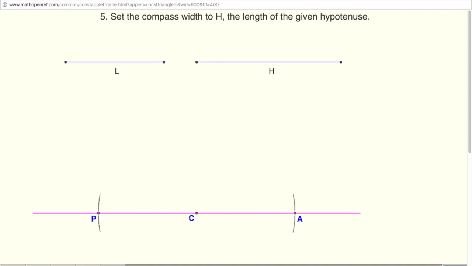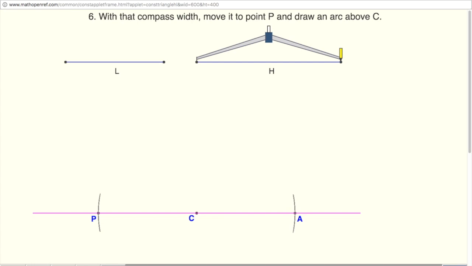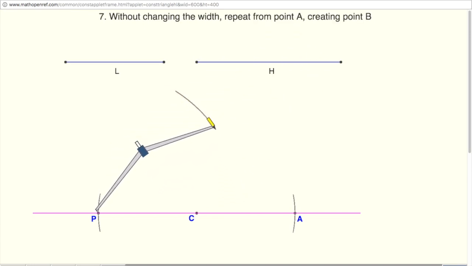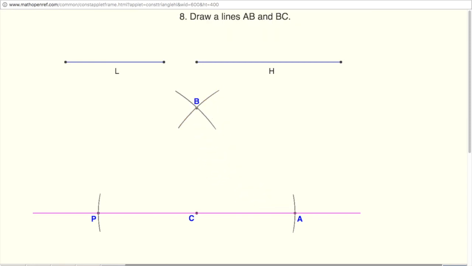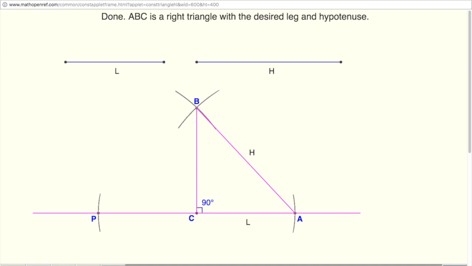Now set the compass width to H, the length of the given hypotenuse. Now with that compass width, move it to point P and draw an arc above C. Now without changing the width, repeat the same thing on A. Now draw lines AB and BC. And we have our right triangle.